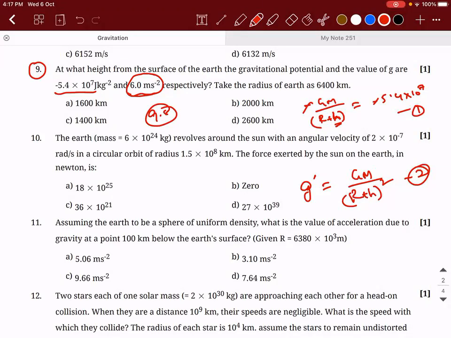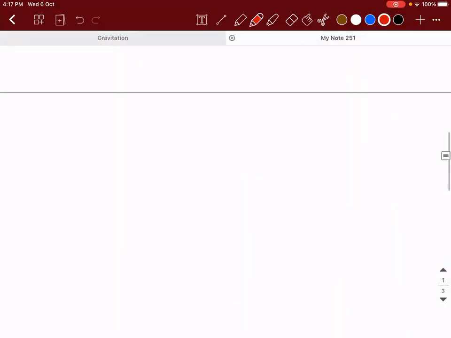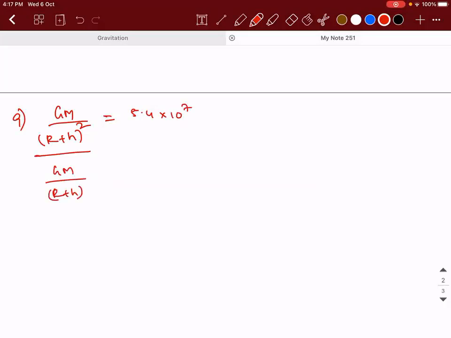So G dash is 6. So 5.4 divided by 6. We'll get something like this. I hope everybody is able to understand. GM divided by R plus H the whole square is 5.4 into 10 power 7, the whole divided by GM by R plus H the whole square is 9. GM will get cancelled. But minus and minus will get cancelled, no?